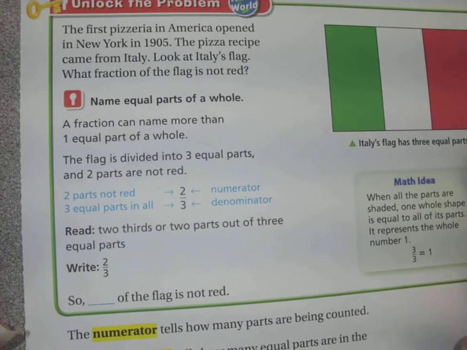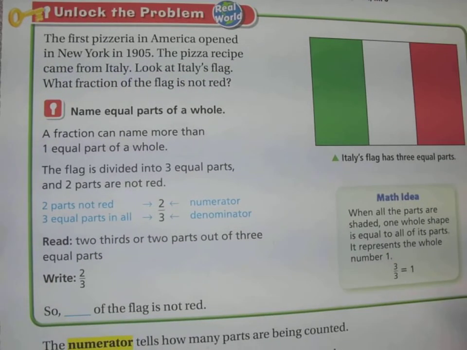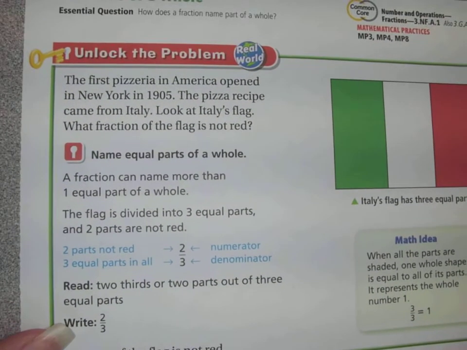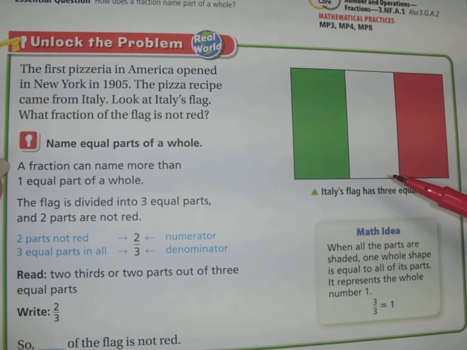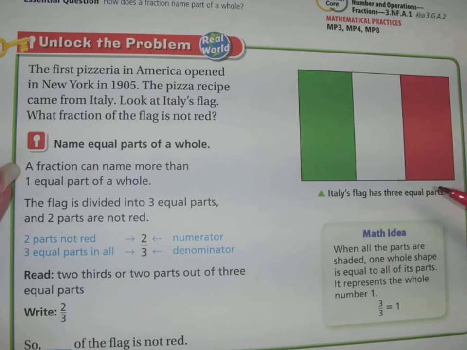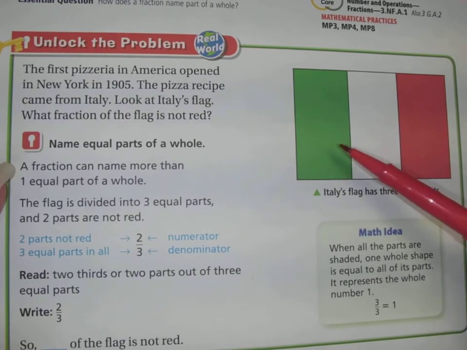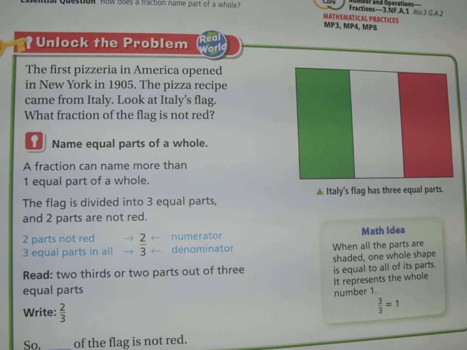Now, boys and girls, I want to look at some more problems. We're going to read and write some fractions that represent more than one part of a whole that is also divided into equal parts. Let's look at this Italian flag. All right, so here's Italy's flag, and it has 3 equal parts, as you can see. 1, 2, 3, right? And we know a fraction can name more than one equal part of a whole.